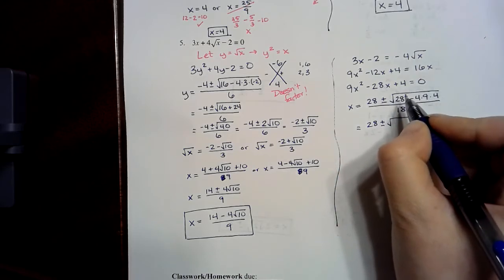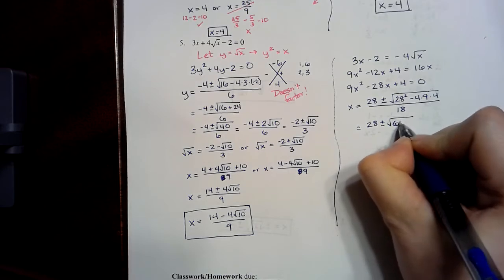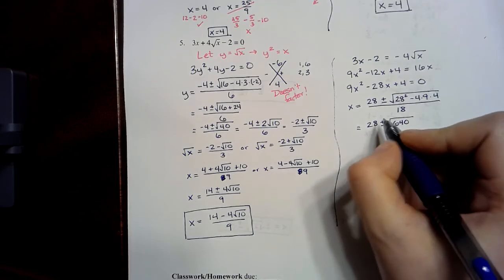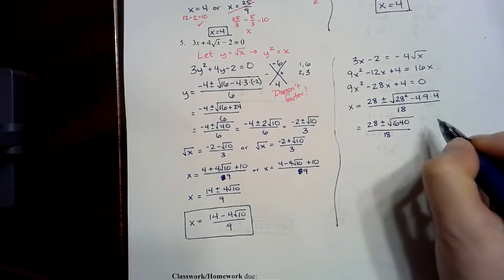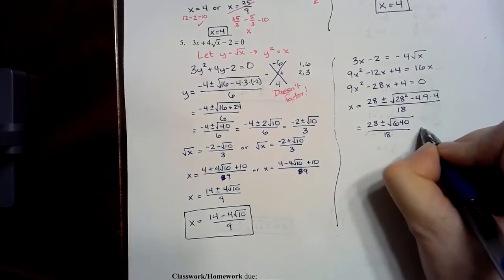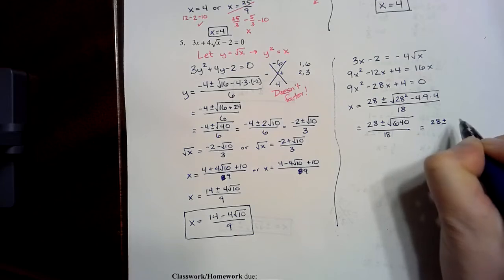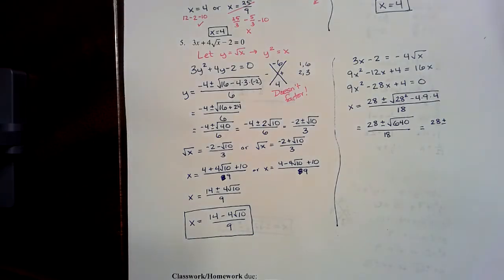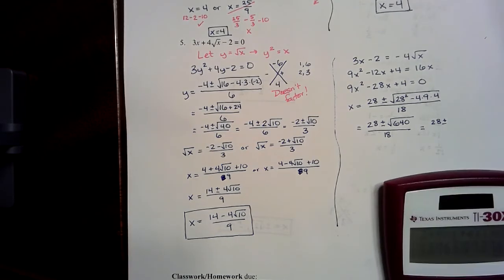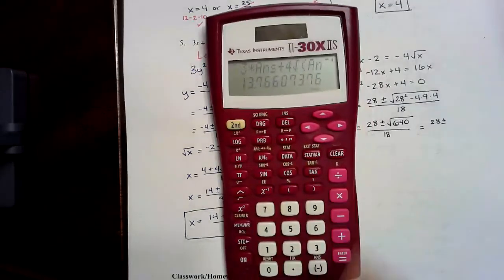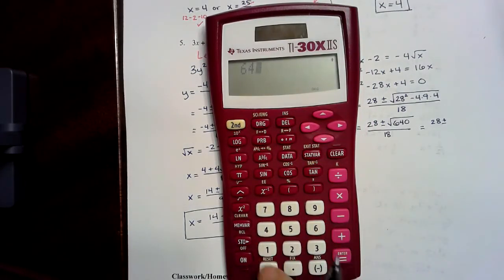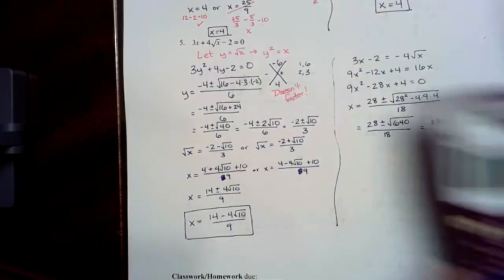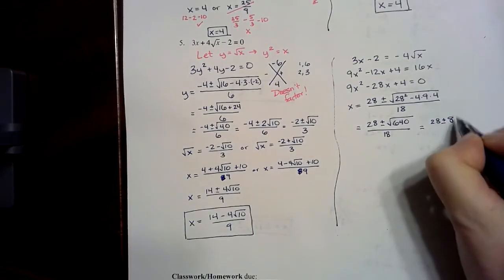Let's figure out that root on our calculator. I got 640. Okay. The root of 640. Well, 640 is divisible by 16. Is it divisible by something better than that? So 640, 16 is a perfect square. Well, 64 is a perfect square. It's 8 squared. So let's pull that out.